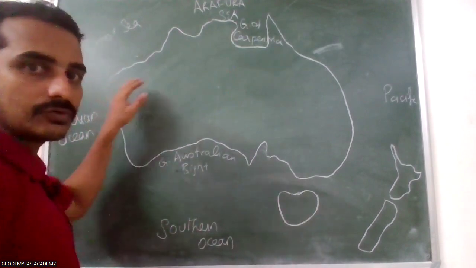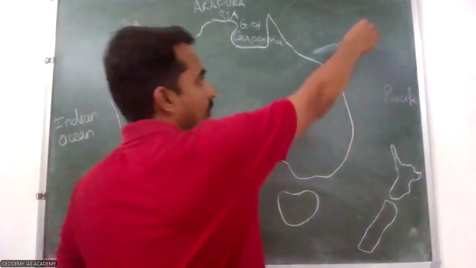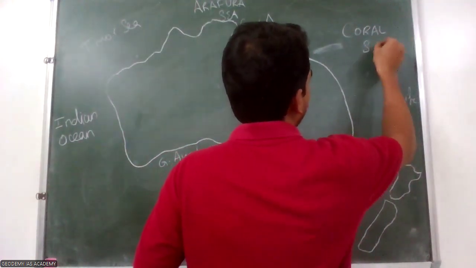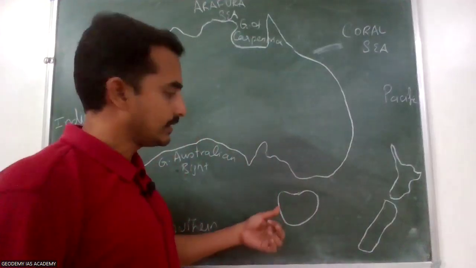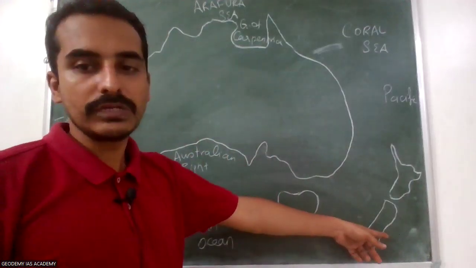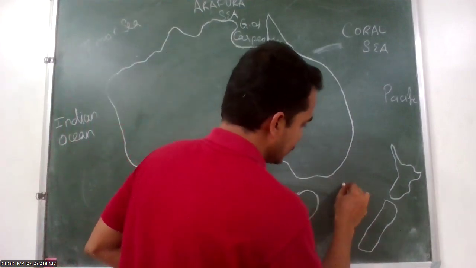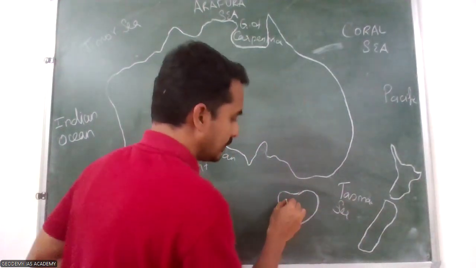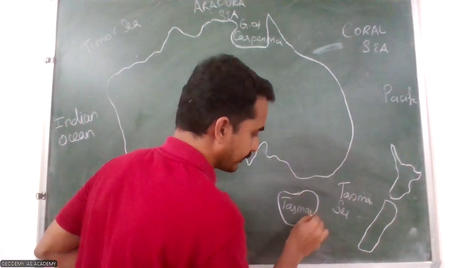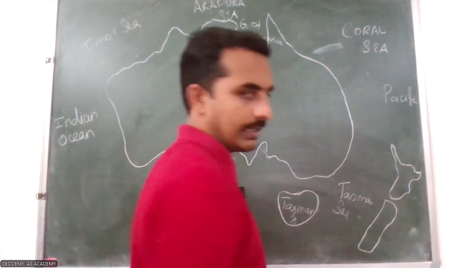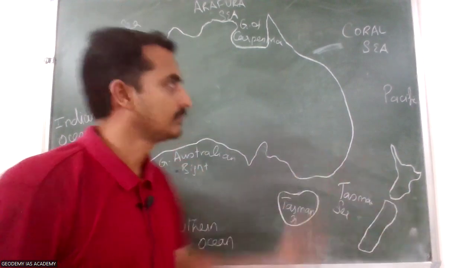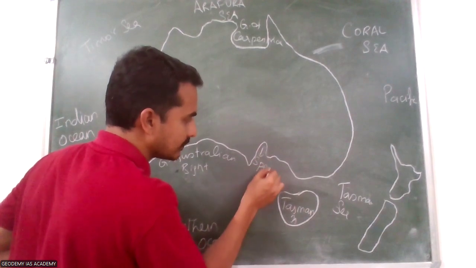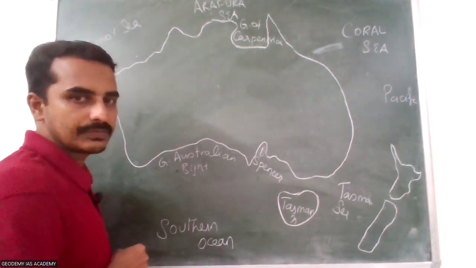in this part, Timor Sea, Arafura Sea, and in the northeastern part of Australia, here Coral Sea, and it is Tasmanian Island, it is New Zealand Island, here Tasman Sea, and it is Tasman Island, and it is New Zealand Island. The two islands are okay. And here there is a Gulf, the Gulf of Spencer. This region, Gulf of Spencer.